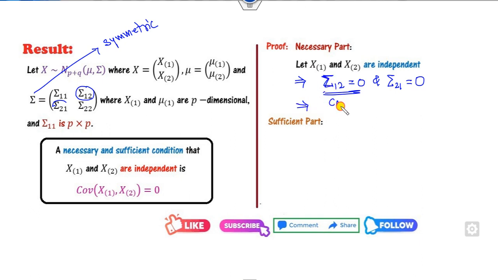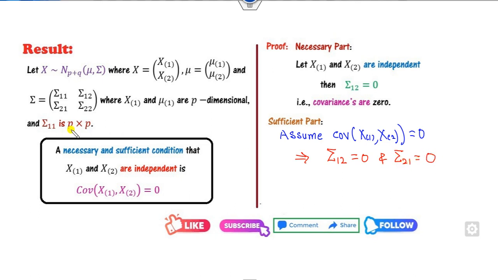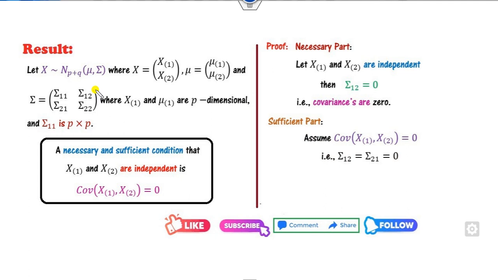That is the covariance. So that means covariance is my 0. Converse part. The first part is very easy. Converse part, I assume covariance between x1 and x2 is my 0. What does it mean? That means sigma 1 2 is my 0 and sigma 2 1 is my 0 from here.